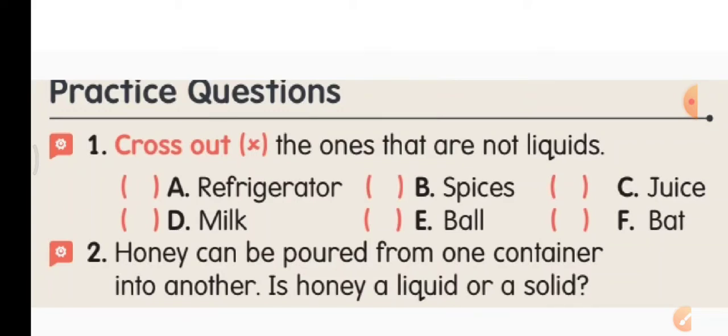How many words are given? There are 6 words here. So you are going to put a cross to the words that are not liquids. If they are not a liquid, you put a cross to them. Refrigerator is not a liquid. Spices, not a liquid. Juice, yes, it is a liquid. So milk is a liquid. Ball is not a liquid. Bat is not a liquid. So for A, refrigerator, B, spices, E, ball, F, bat, you are going to put a cross.